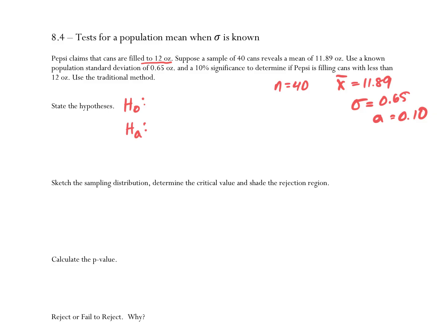So you've got this sample that has a mean of 11.89. That gives us some evidence that the actual mean is not 12. In fact, that it's less than 12. So when my question was about percentages, I use P. When my question is about means, I use mu.